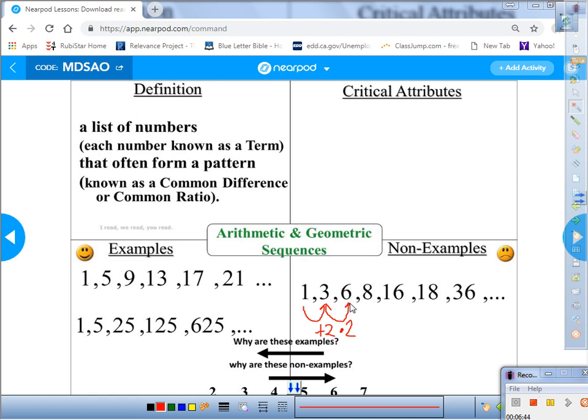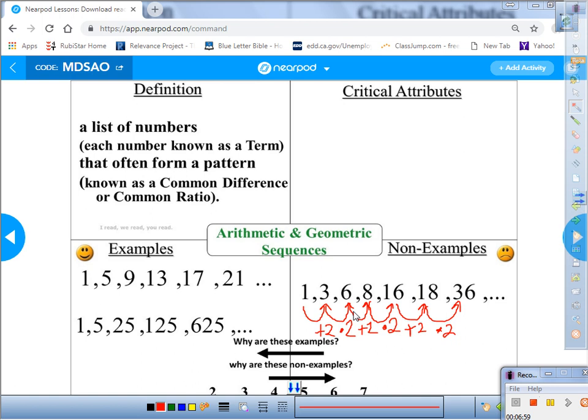Let's see if it works. Let's add 2 to this one. Does that give us 8? Yes. And then let's multiply this one times 2. Does that give us 16? Yes. Plus 2, times 2. However, is it addition all the way through? Is it multiplication all the way through? That's why this one is neither arithmetic nor geometric.